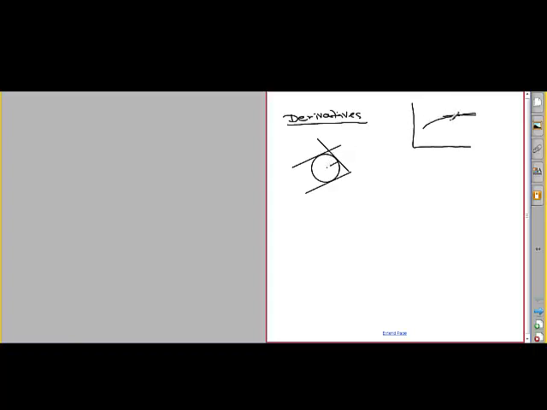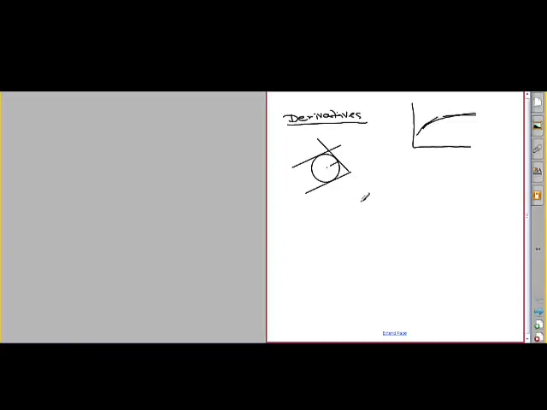So for functions, it's a similar kind of thing. That line would be tangent to the function at this point, and this line would be tangent to the curve at that point. And those tangent lines have slopes, and the slopes of those lines are derivatives. So what we do in calculus is we give you techniques to calculate what the value of the slope of the tangent line is at particular points.